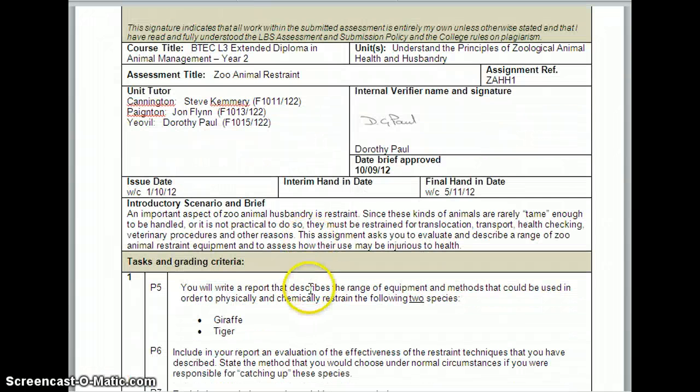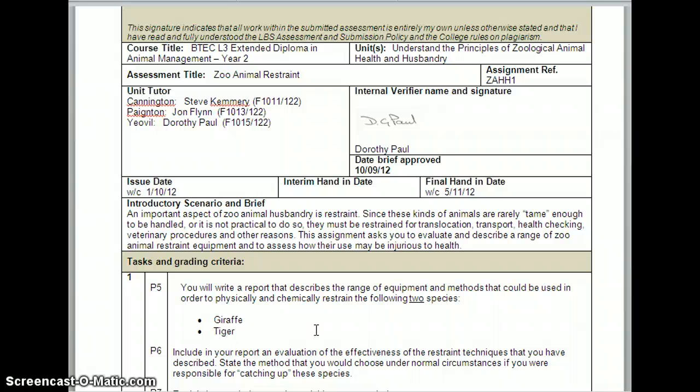So essentially what you're doing in this assignment is you're writing a report on how to physically and chemically restrain a giraffe and a tiger. So what I want you to include is a step-by-step process on how to restrain each.